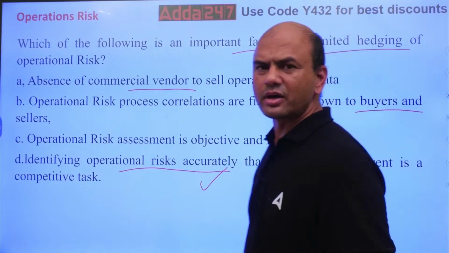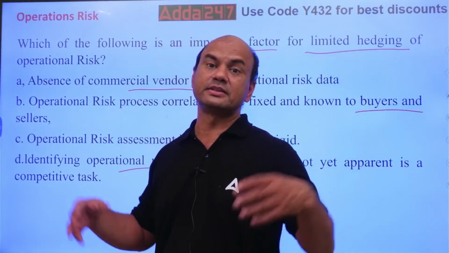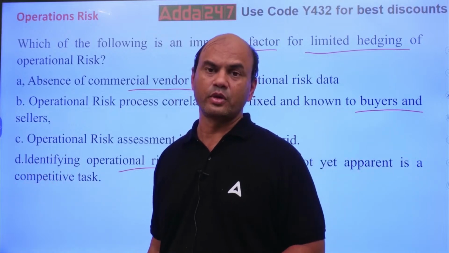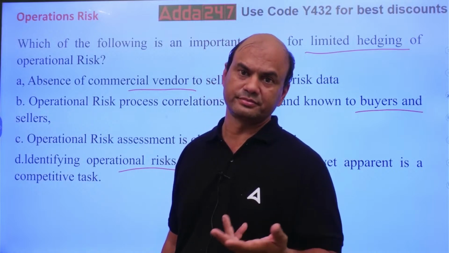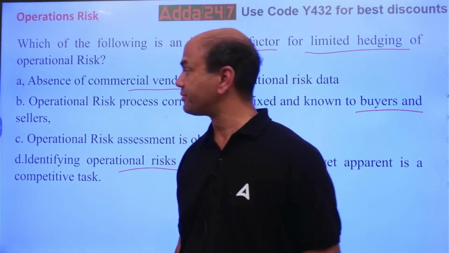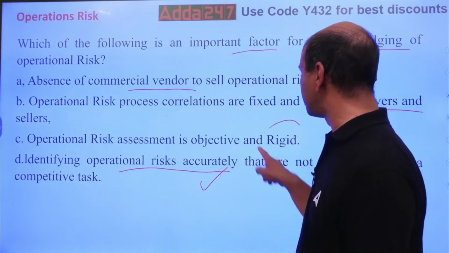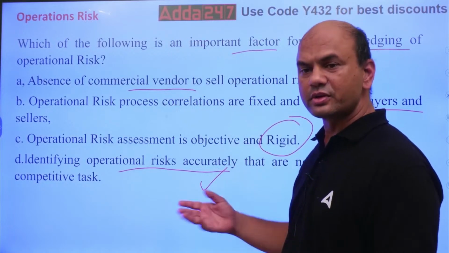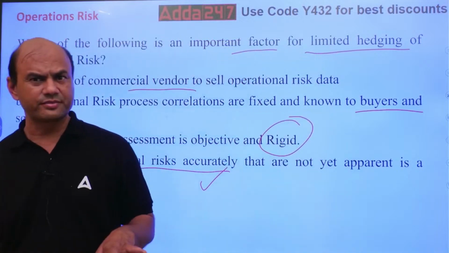Buyers and sellers, how will they affect the operations risk? Buyers and sellers are external parties. Operations risk is related to your internal system. Again, no relation. Operations risk assessment is objective and rigid. Objective is okay, objective understood. What about rigid? You don't change it.